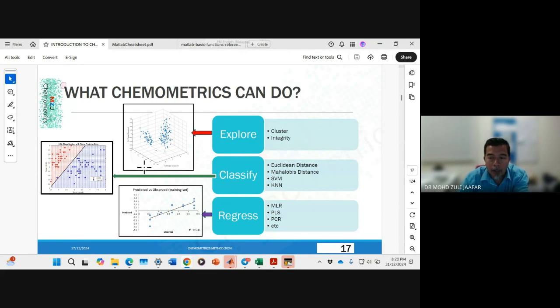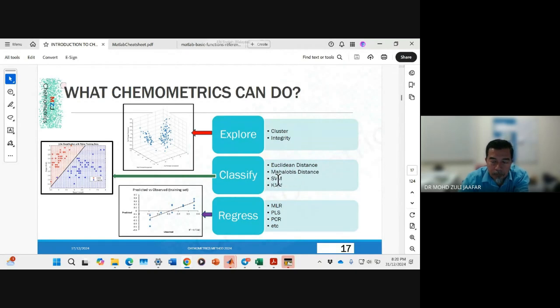In order for you to do classification, there are a lot number of methods available. How to calculate to classify this? You can do Euclidean distance, Mahalanobis distance. You can use support vector machine. You can use KNN and many more. This is just only an example.